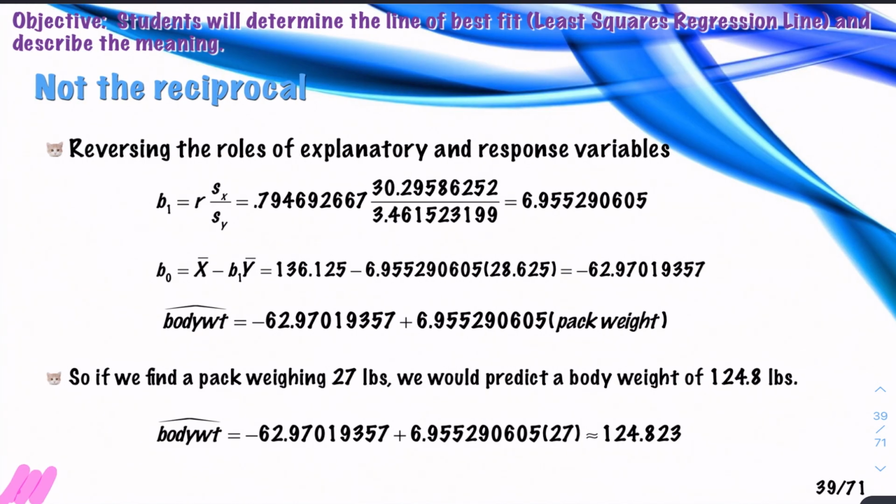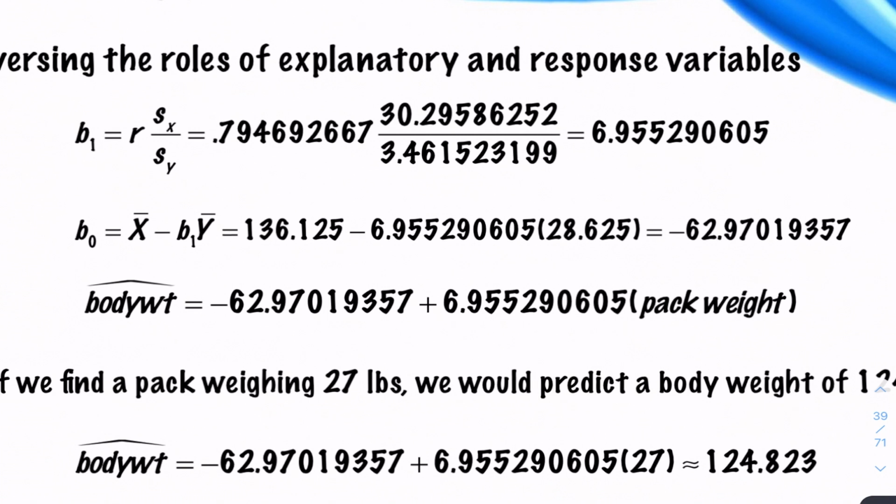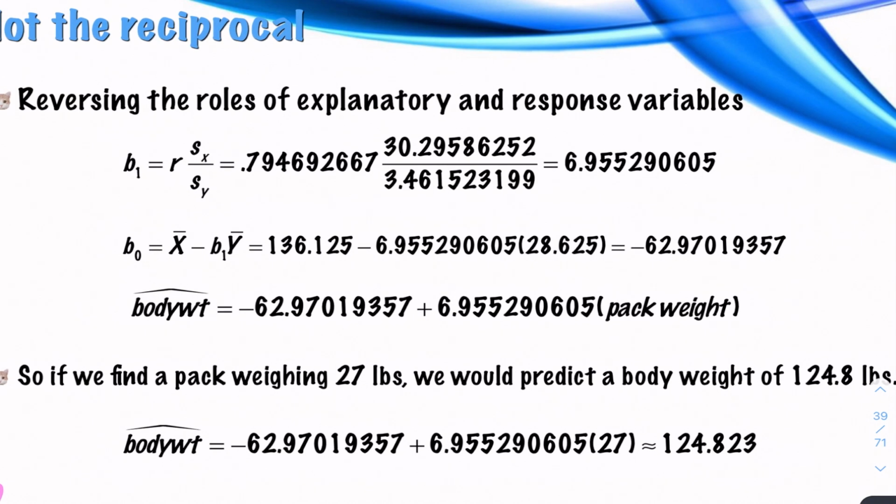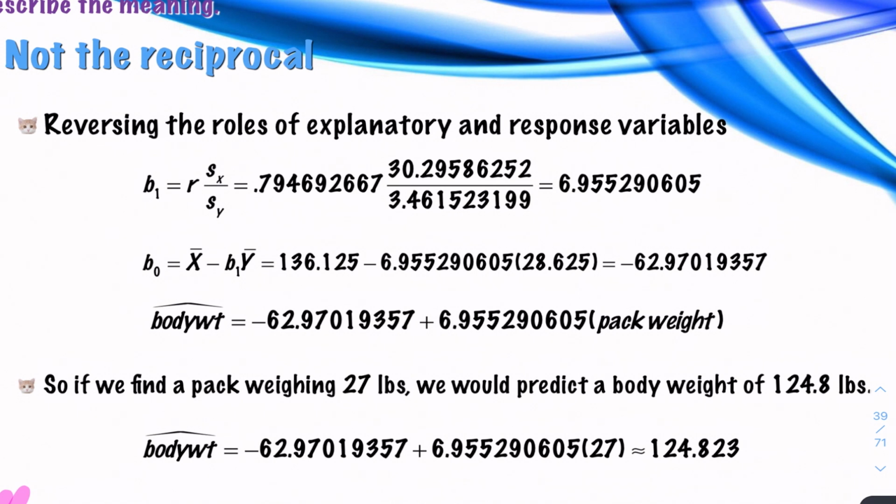So reversing the roles of the explanatory and the response variable, if we're using body weight and pack weight, would give us this model. Body weight, or predicted body weight, is equal to negative 62.97 plus 0.6955 times the pack weight. So if we find a pack weighing 27 pounds, we would predict a body weight of 124.8 pounds.